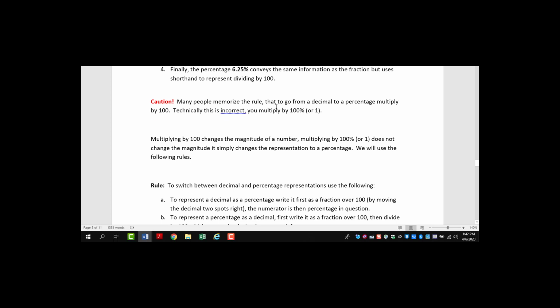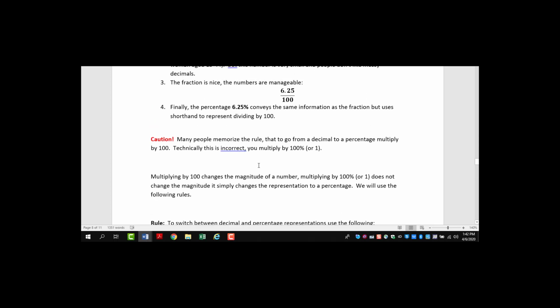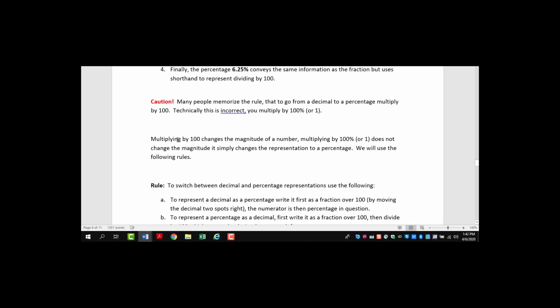Many people memorize the rule that to go from a decimal, which is this, to a percentage, you multiply by 100. Technically, that's not correct. What you're doing is multiplying both the numerator and the denominator by 100, which really is just 1. Multiplying by 100 changes the magnitude of the number. Multiplying by 100%, which is 1, does not change the magnitude of the number. As we learned in chapters 2 and 3, it just changes the representation to a percentage.